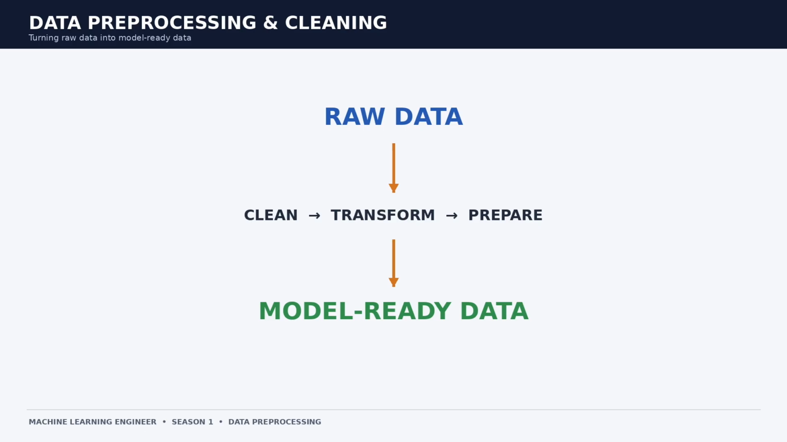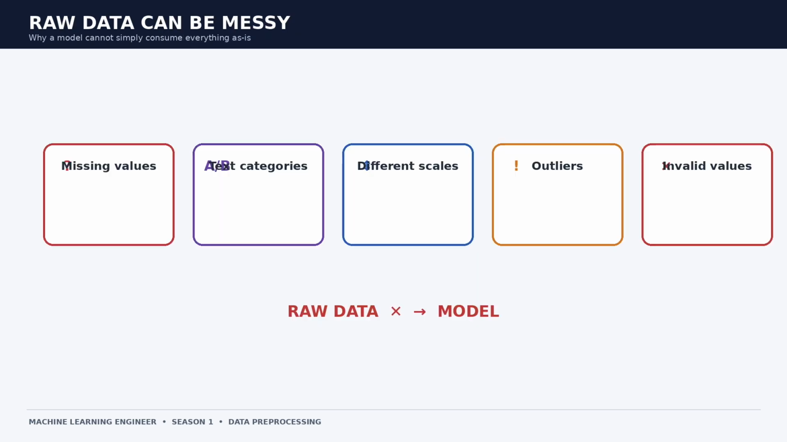In this episode, we are going to learn exactly how an ML engineer takes messy, raw data and transforms it into something a machine learning model can actually learn from. Imagine giving a machine learning algorithm a data set containing missing values, text like Bangalore and Mumbai, salaries ranging from 20,000 to 20 lakh, and a few completely incorrect records. The algorithm doesn't know what to do with all of this automatically. This is where pre-processing becomes critical.